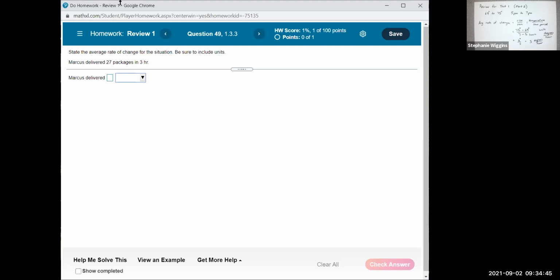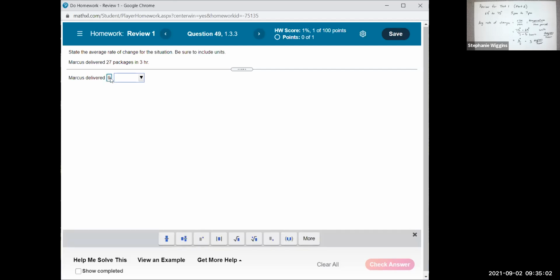So he delivered 27 packages in 3 hours. So the rate of change would be 27. That's the rise, the numerator, and then divided by 3. So it'd be 9 packages per hour. So you can see how these problems work. You just have to calculate.